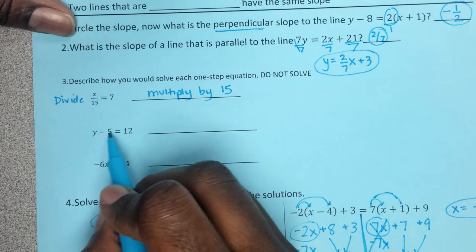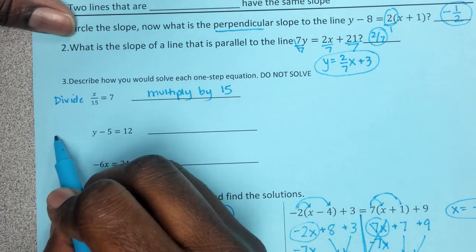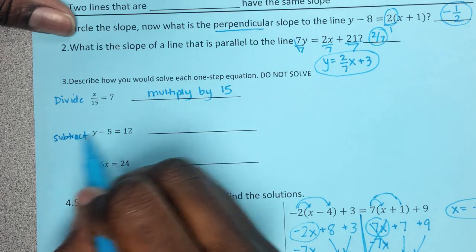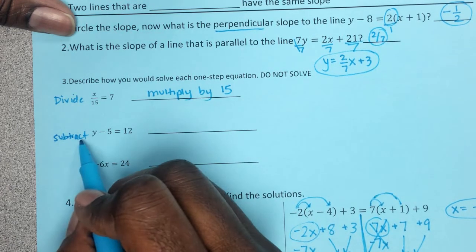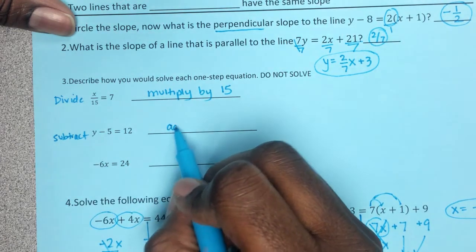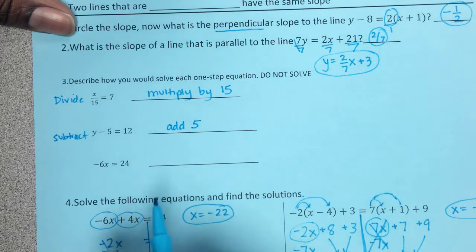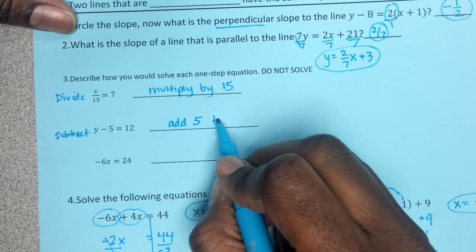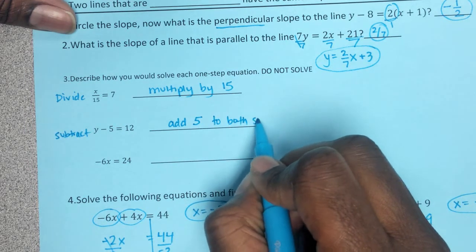Here, what's happening here? This is either a subtract 5 or you can call it a negative 5. But if you see that it's getting subtracted, what's the opposite? You add 5. Because solving is about doing the opposite. And yes, you add 5 to both sides.